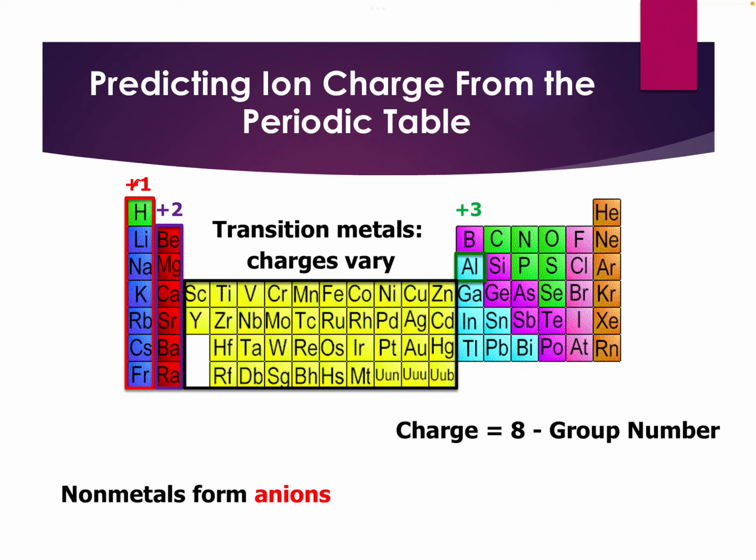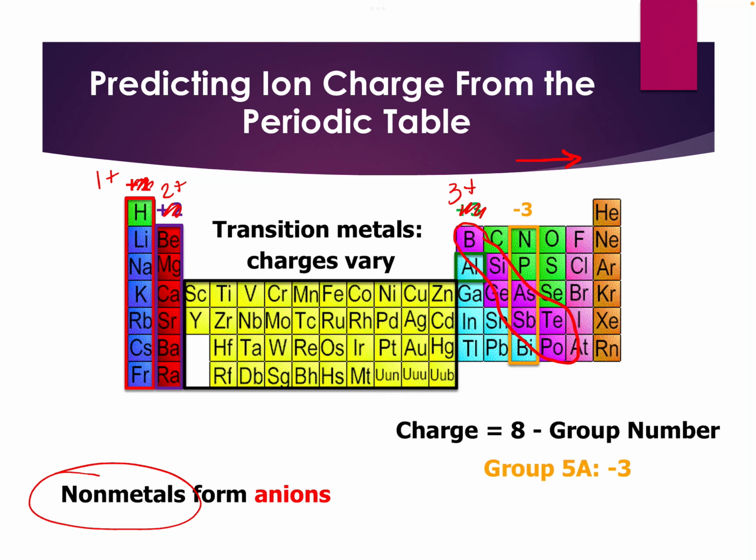All right, so now let's talk about anions. Non-metals form anions. So it's all of this stuff on the right side of the periodic table. Remember, these are metalloids, so the stuff to the right of the metalloids is going to form anions.